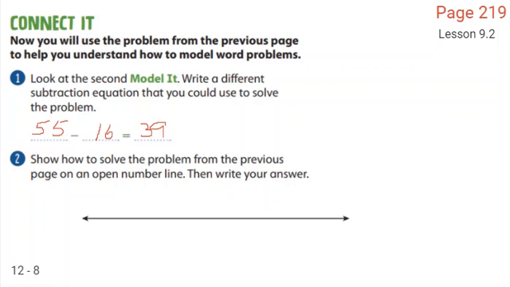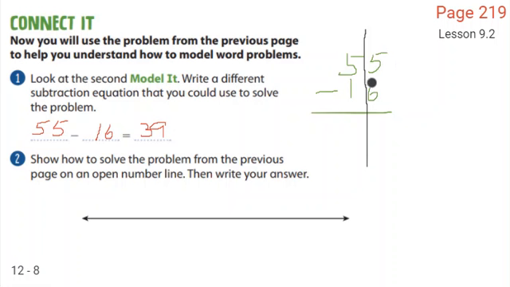I want to show you how regrouping works, so let's just do this. 55 minus 16. I want to separate my place values, my 1's place value from my 10's place value. And notice that the 1's in the bottom number is greater than the top number.